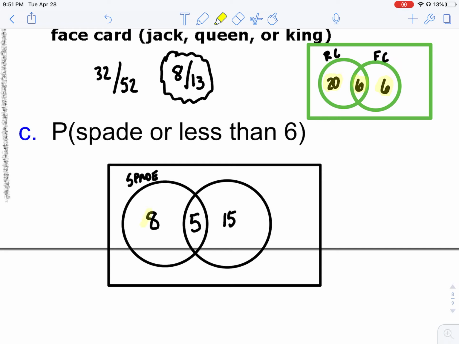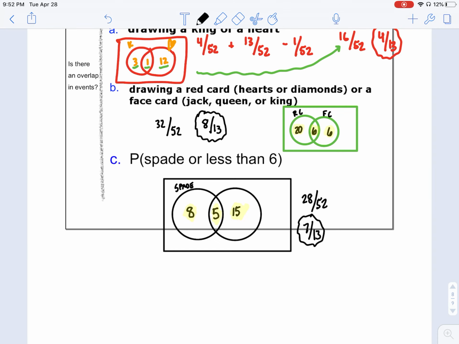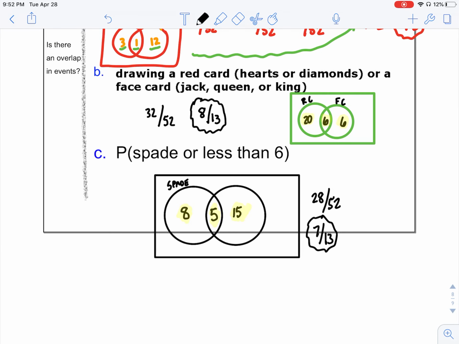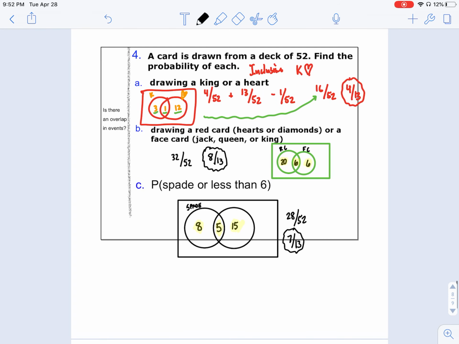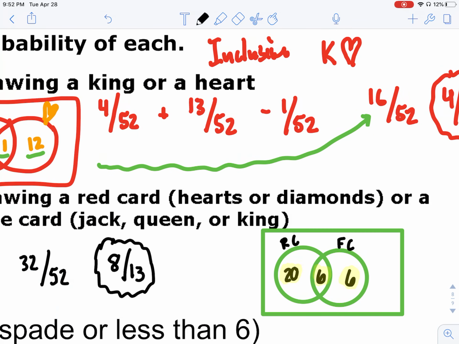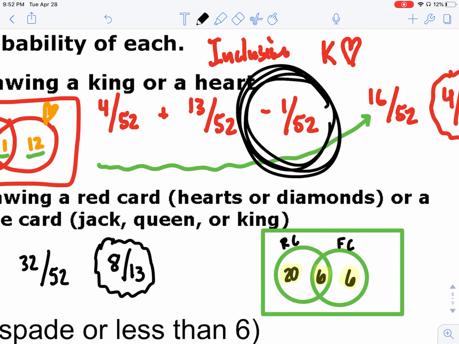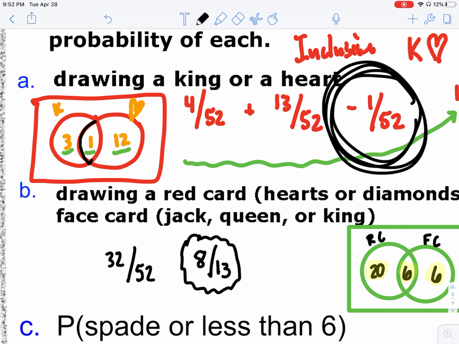So now when you want to find out the probability of a spade or a card less than 6, you add all those together and you get 28 out of 52, which reduces to 7 out of 13. So that's a little bit about mutually exclusive or inclusive. And, personally, I like to just make the Venn diagrams if I can. But if you don't make the Venn diagrams, then make sure you don't forget to subtract out that intersection part. All right? But that's it for today.